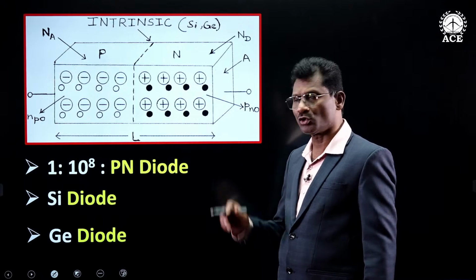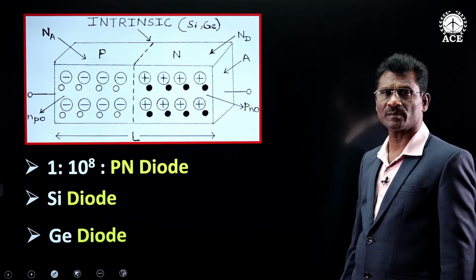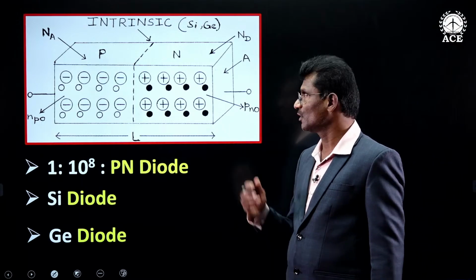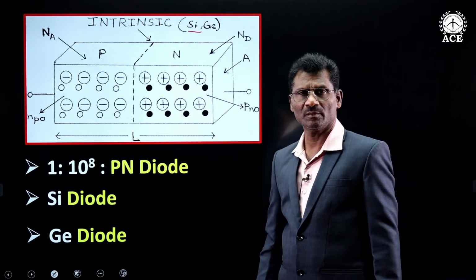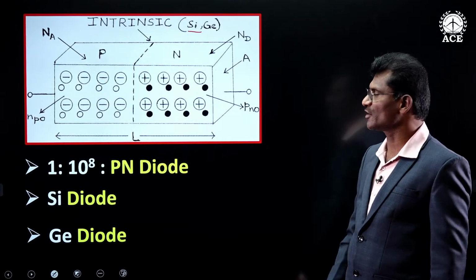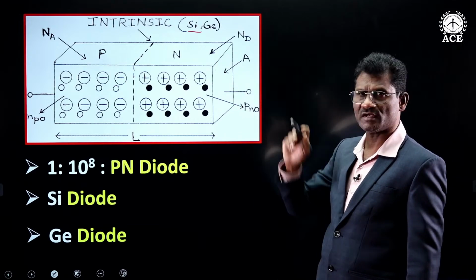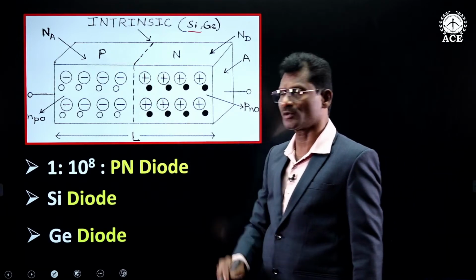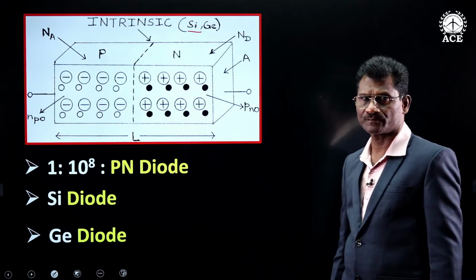Now, the general doping concentration of a PN diode is 1:10 power 8. I'll take an example. Assume that we are considering intrinsic silicon material. Then for every 10 to the power of 8 silicon atoms, if one donor atom is added to the N side and one acceptor atom is added to the P side, then the doping is called 1:10 power 8.